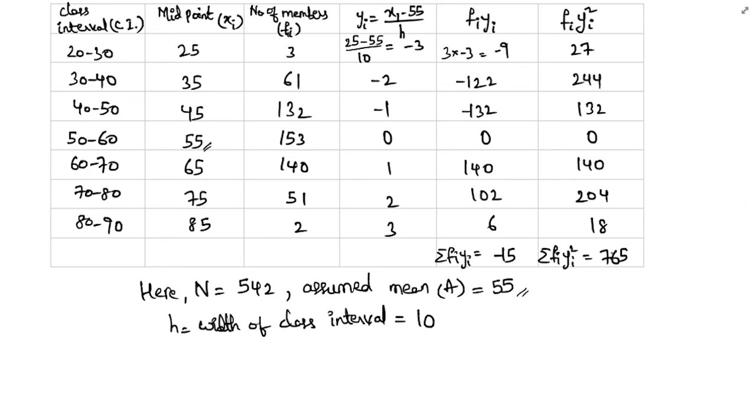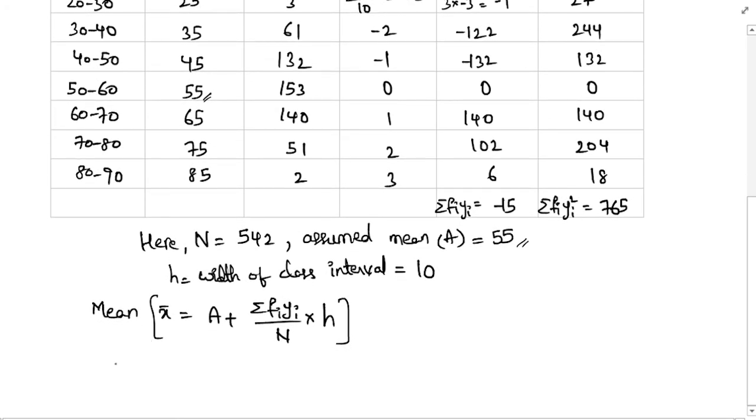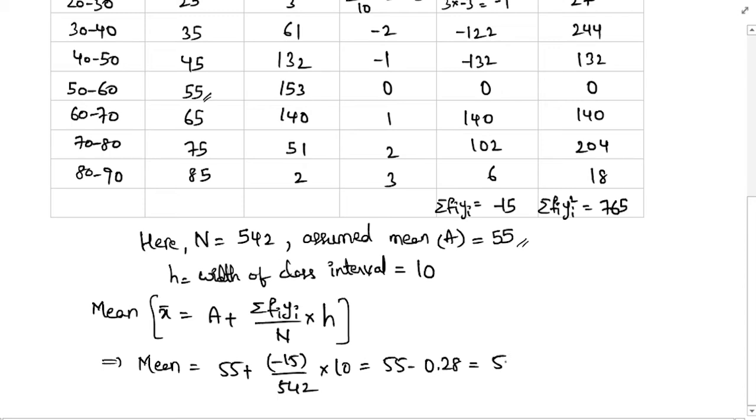Okay, so we know that the formula for mean, that is x bar, is equal to a plus summation of fi yi divided by n into h. Okay, so we'll substitute the values here. So that implies mean is equal to 55 plus minus 15 divided by 542 into 10. Okay, that is equal to 55 minus 0.28, that is equal to 54.72 years. Okay, so this is the mean.